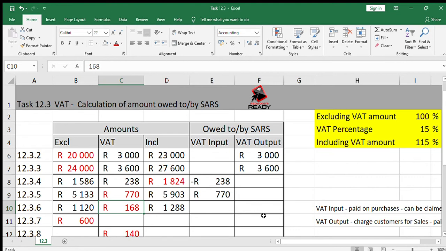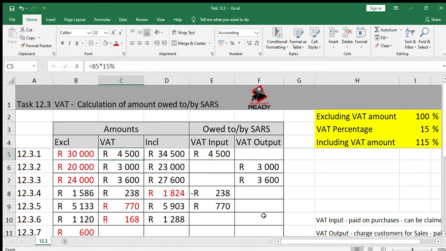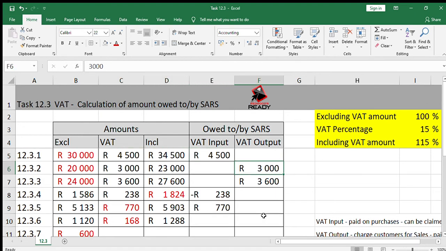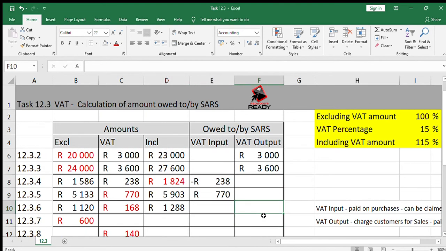12.3.6, debtors return goods which they did not order. So when the debtors bought these goods, we recorded it as VAT output. Now, when they return the goods, we can subtract it from the VAT output column. Alternatively, you could put it in the opposite column, which is VAT input. But I'm going to put it as a negative in the VAT output column. So in the output column, minus 168.